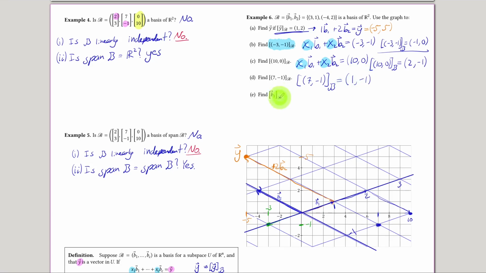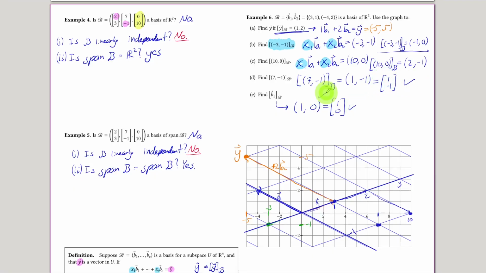What are the B coordinates of b1? Oh, well, here's b1 itself. How do you get to b1 along these grids? Well, you just do 1 times b1 plus 0 b2. So this is just going to be 1, 0. And of course, if you want to write any of these in vector format, that's the same thing.